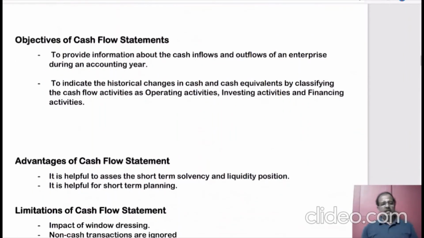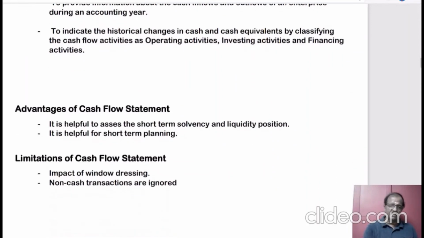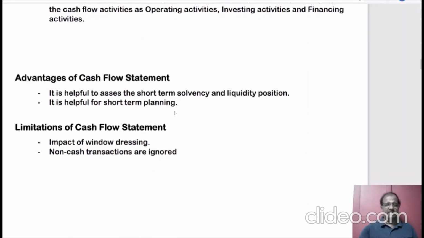Objectives of cash flow statement, as we have seen earlier, is to provide information about the cash inflow and outflow of an enterprise during an accounting year. Now, to indicate the historical changes in cash and cash equivalents due to any of these three activities, if there is a change in the opening cash balance and closing cash balance, justifying that is the objective of the cash flow statement. Advantages and disadvantages.